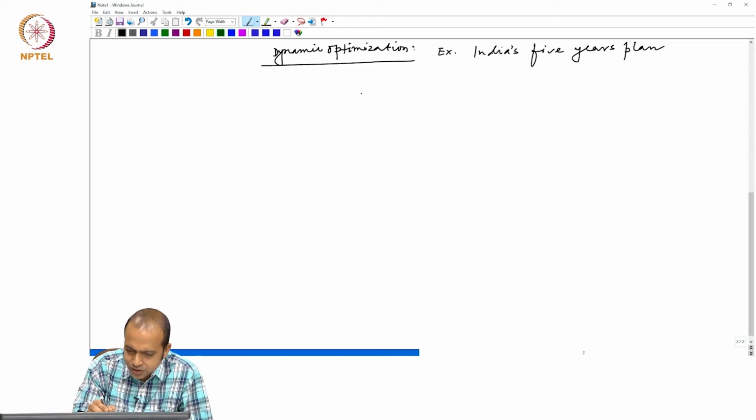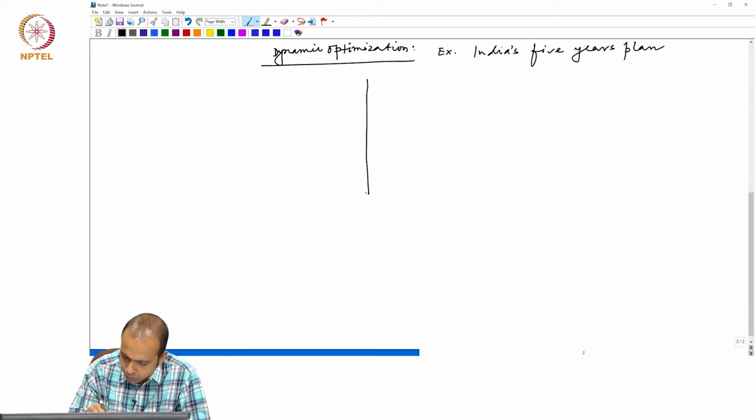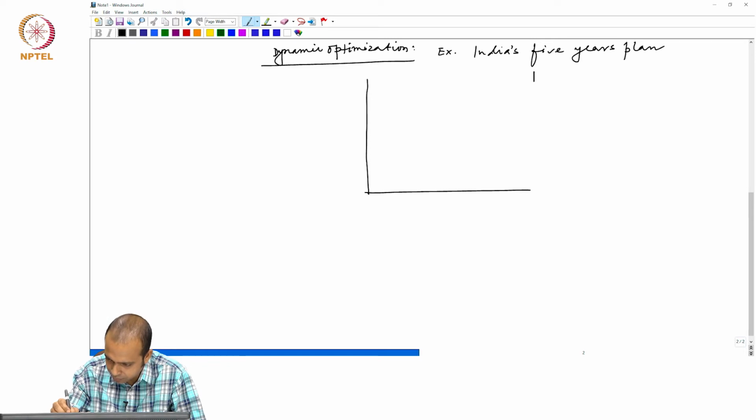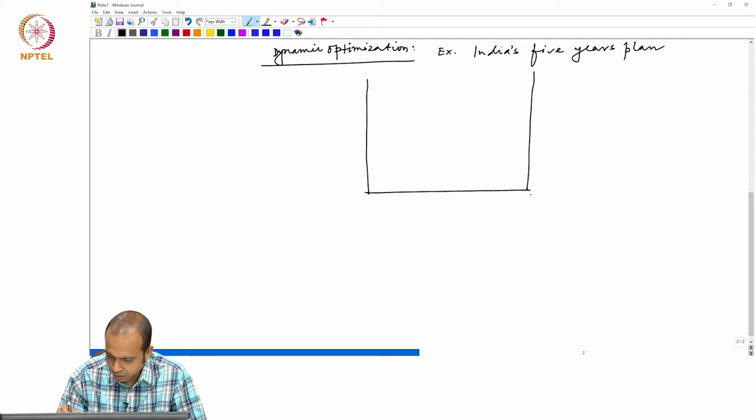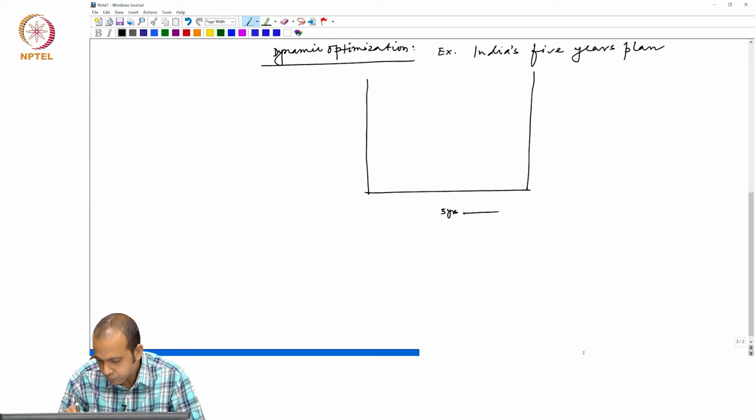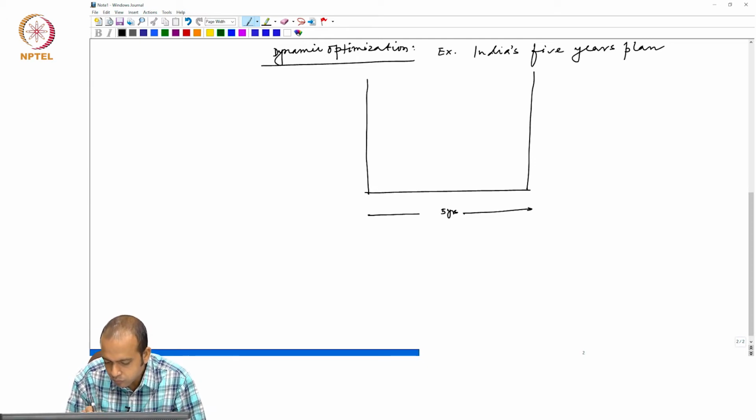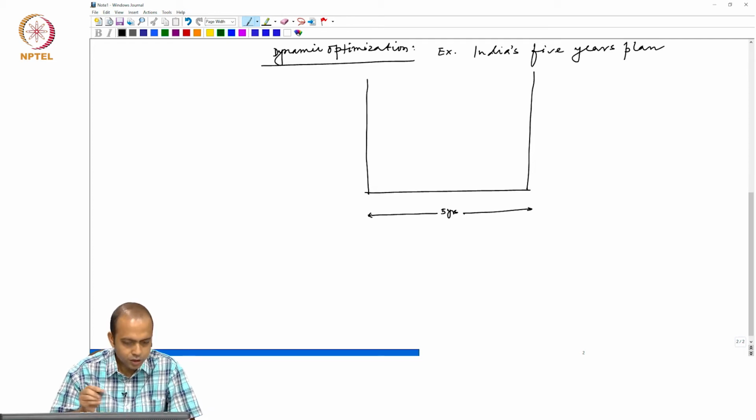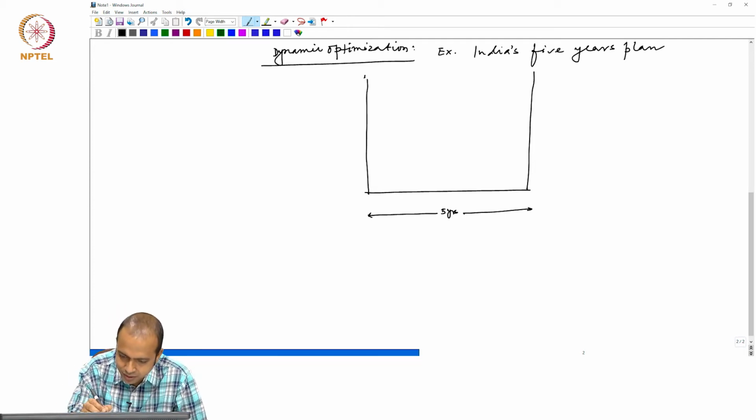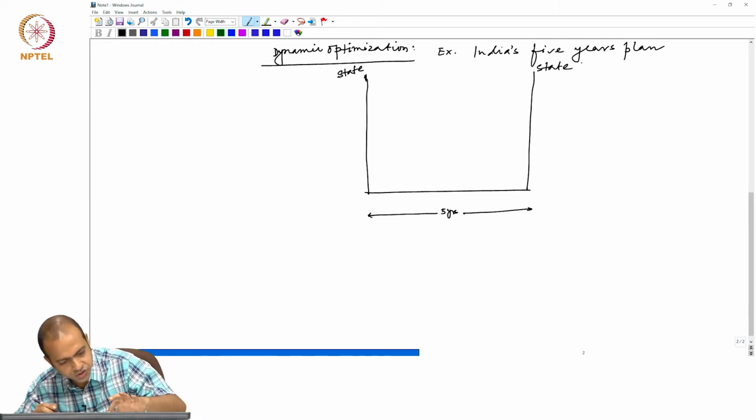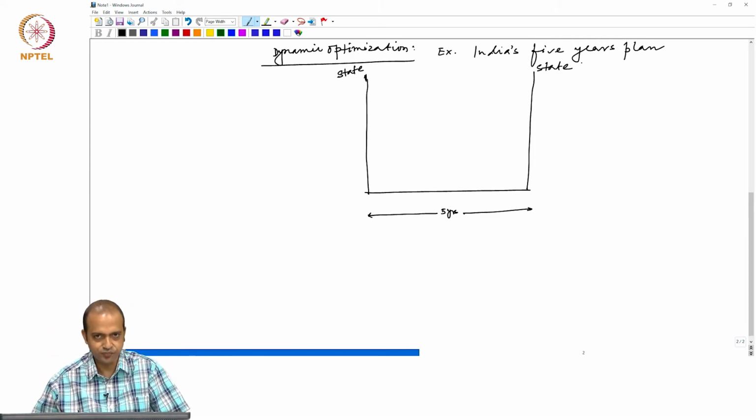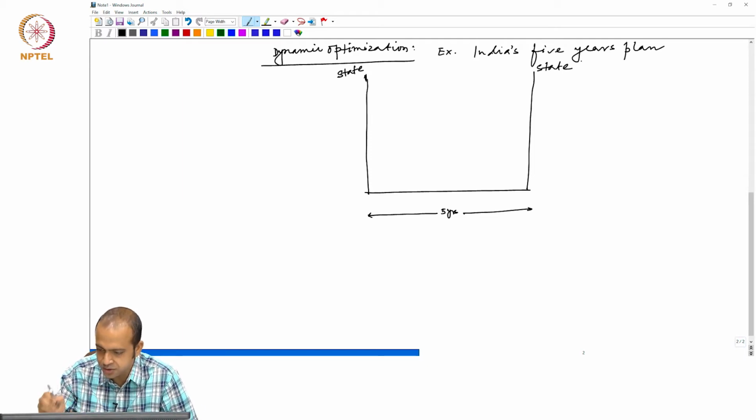So, let us assume a simple diagram. This entire period is 5 years. This is the duration, 5 years. These two vertical lines indicate the state of the economy. You may think of this as the initial state and this as the terminal state. Initial means to start with, and this is the terminal one.